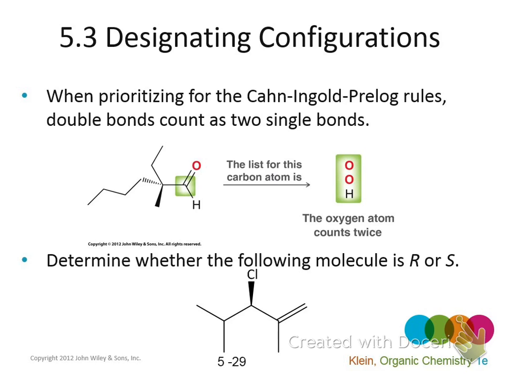Okay, now we're going to, again, right? So here, priority is pretty easy to see that this is number 1. The reason it's number 1 is this carbon's bonded to an oxygen. But the way you count this is as if it's bonded twice, okay? So you count each oxygen bond.